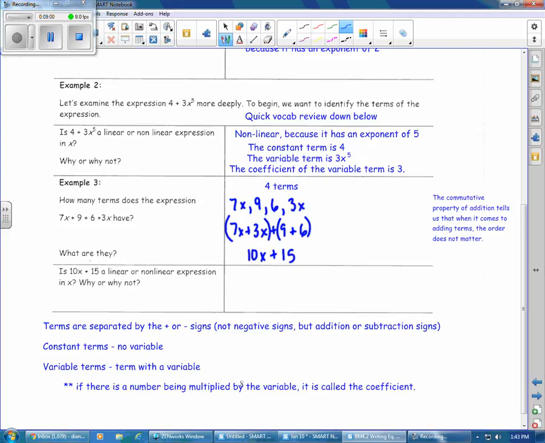Now, is this going to be a, I'm sorry, I said linear expression. Okay, well, I just answered the next one. It is a linear expression. Why is it linear? It has an exponent of 1. Let's move on to the next page.